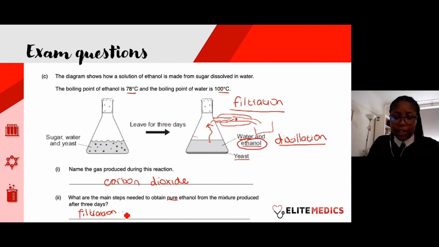So you're going to first filter your solution to remove the yeast, and then you're going to perform distillation to separate the ethanol from the water. And that's how you would get pure ethanol.